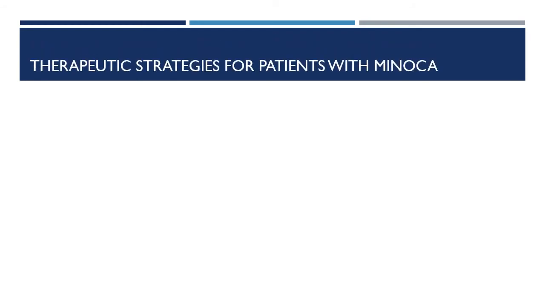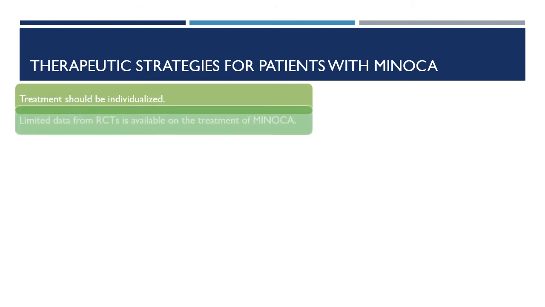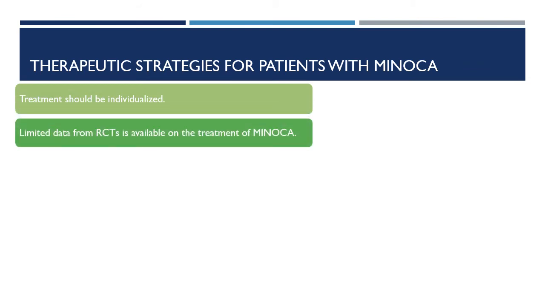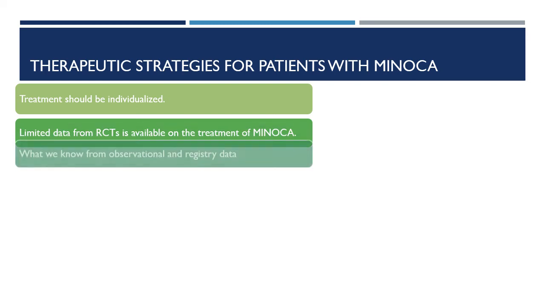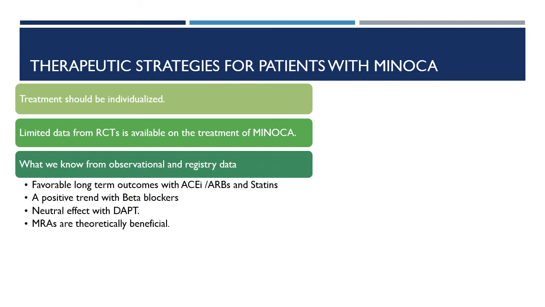Once the diagnosis of MINOCA is confirmed, what are the therapeutic strategies for patients with MINOCA? The treatment of MINOCA should be individualized because limited data from randomized controlled trials is available on the treatment of MINOCA. What we know from observational and registry data, if we talk about the secondary preventive therapies, is there is a favorable long-term outcome with ACE inhibitors, ARBs, and statins, a positive trend with beta blockers, a neutral effect with dual antiplatelet therapy, and mineralocorticoid receptor antagonists are theoretically beneficial.